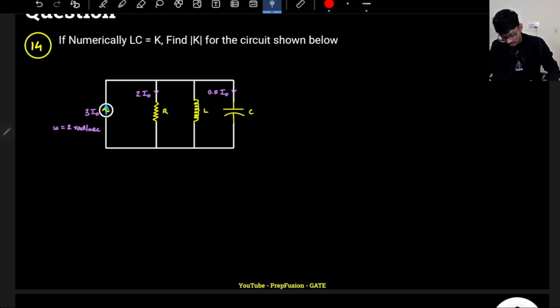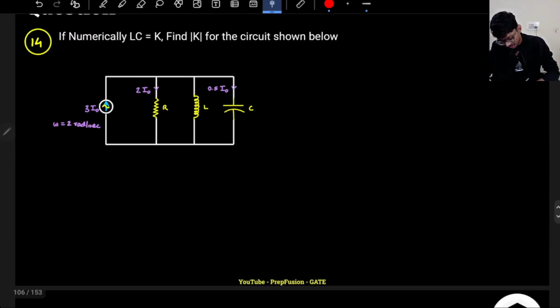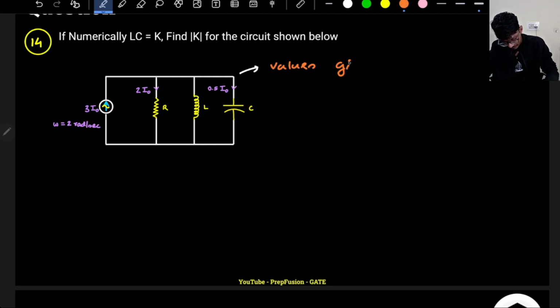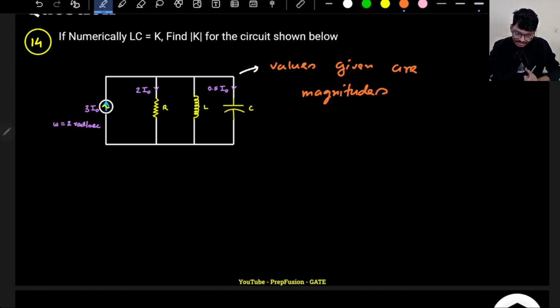Even if it's not mentioned, all the values given here are magnitudes because they have not provided any phase. Of course, you have to assume them as magnitudes. So that was the first catch. I don't think you were able to catch it.